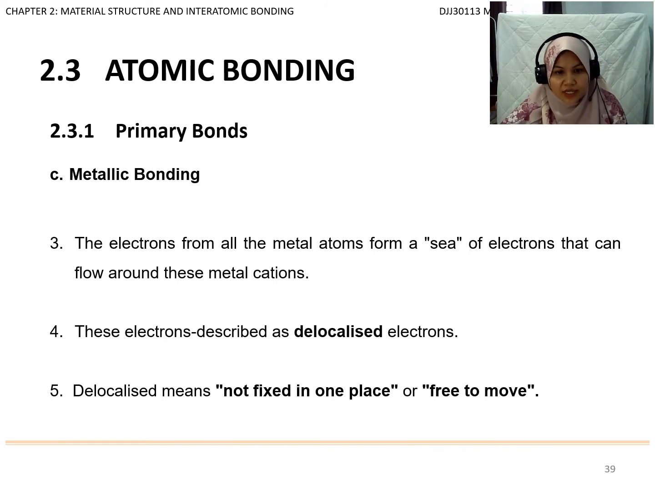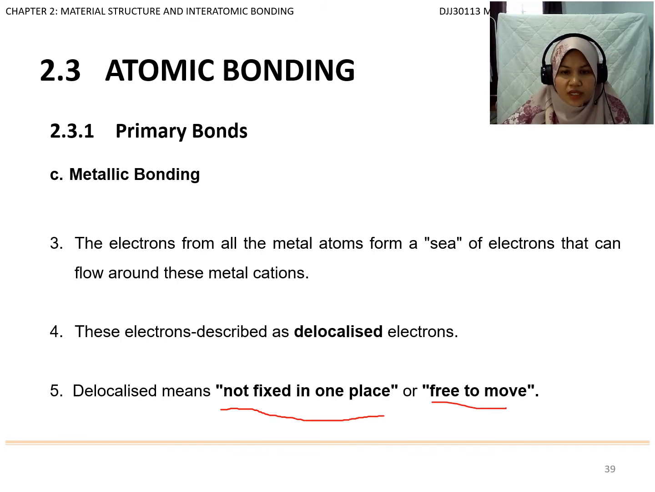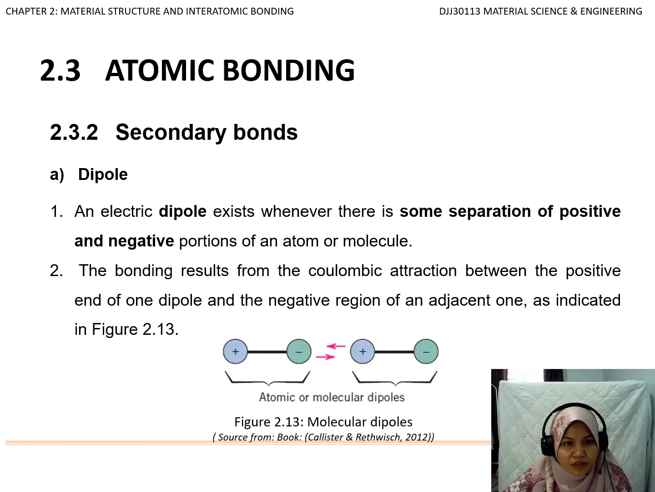Apa maksud delocalized? Okay, not fixed in one place or free to move. Maksudnya elektron tadi dia tak duduk setempat lah. Okay, dia boleh bergerak. Dia bebas bergerak. Okay, seterusnya secondary bonds. So secondary bonds ada dipole and hydrogen bonds lah. So kita tengok dipole dulu.